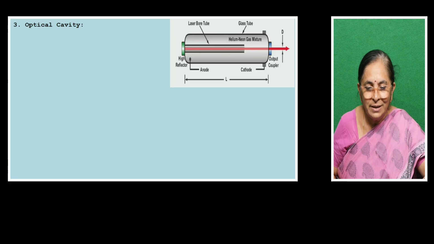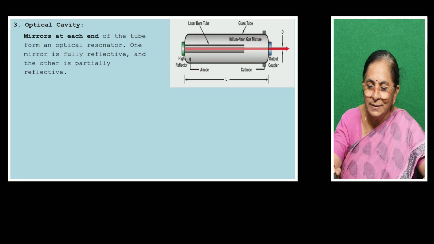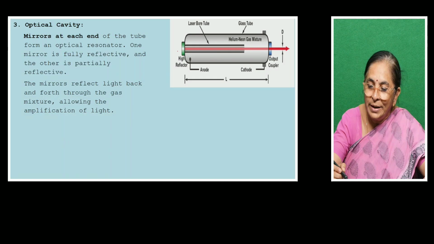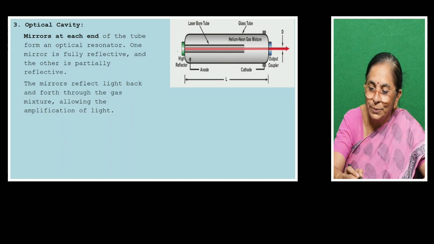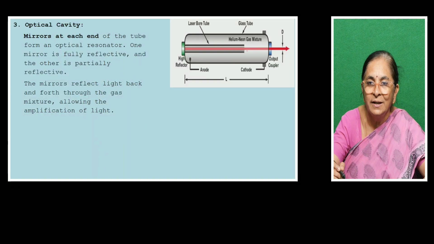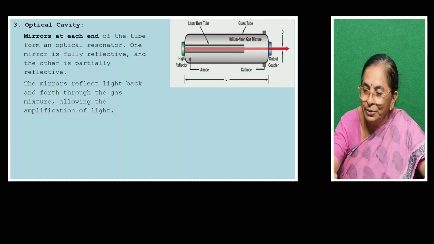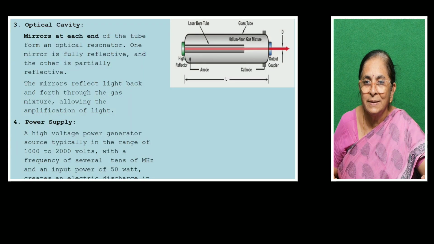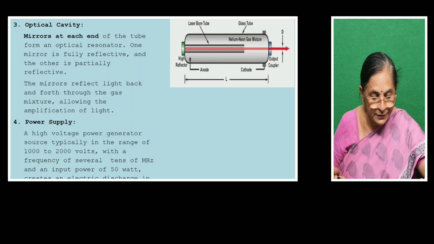Now the optical cavity, I already told, has 2 mirrors. One is fully reflecting, one is partially reflecting. Now when the photons are emitted, those photons will be getting reflected between these two mirrors multiple times, and they become amplified at a particular state that will be able to come through the plane part of this second mirror. The power supply used is around 1000 to 2000 volts at a frequency of a few tens of megahertz.